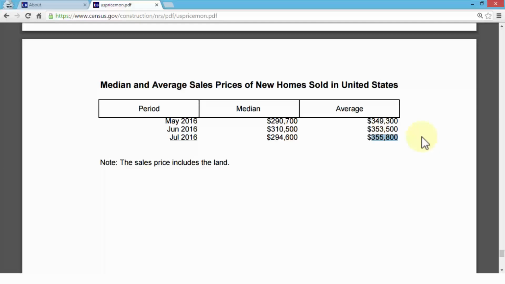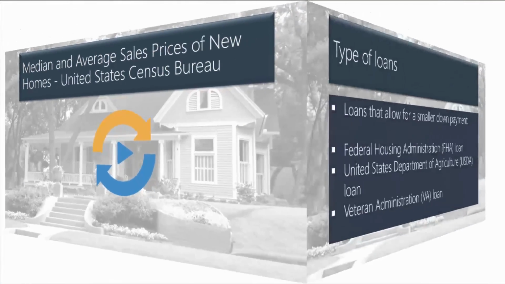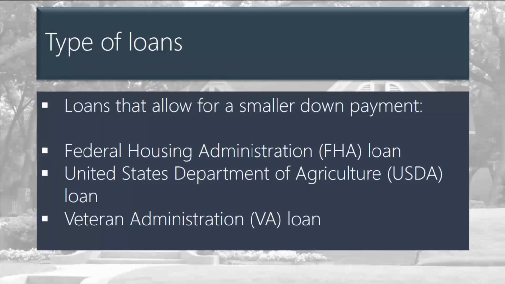Let's switch back to our slides. Now you know exactly what the average and median price, the current prices of the new home within the United States is. All right, types of loans. There are several loans out there that allow for a smaller down payment, in other words, less than 20%, or even sometimes zero down payment, that I'm going to discuss in subsequent lessons. Here I'm just going to list out some of the basic types of loans that allow for smaller down payment. These are the Federal Housing Administration, or the FHA loan, the U.S. Department of Agriculture, USDA loan, and the Veterans Administration, the VA loan. Each of these loans have their own requirements, pre-qualifications and criteria, and comply to certain guidelines provided by these agencies.